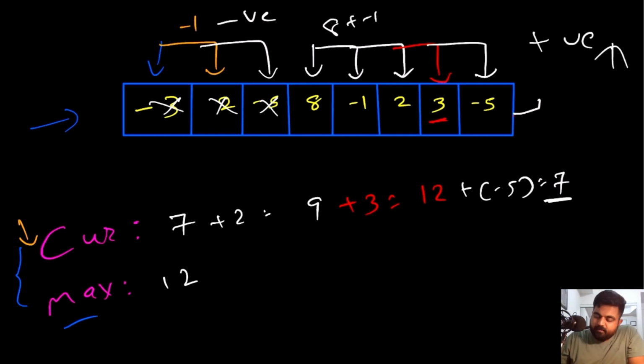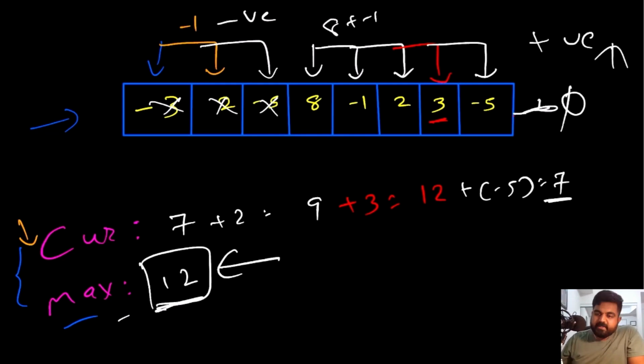Now we have reached the end of this array, and we don't have any more elements to go over, so the maximum sum we have found is 12, and this is what we need to return as the answer in this case. And so this is the most optimal approach to solve this problem.